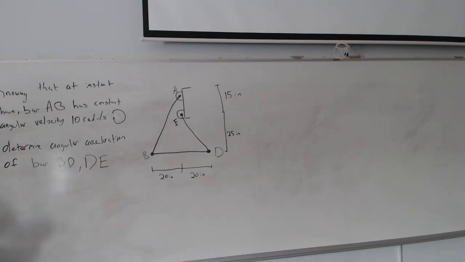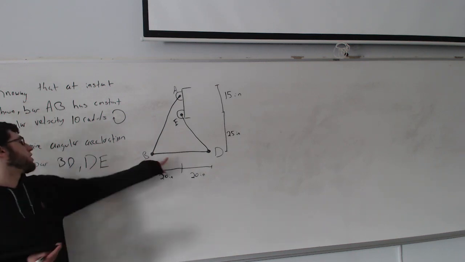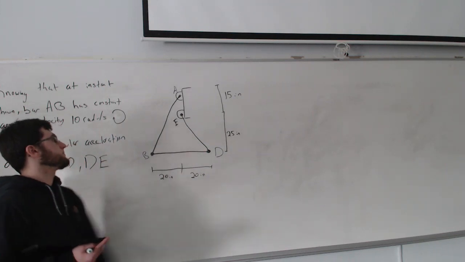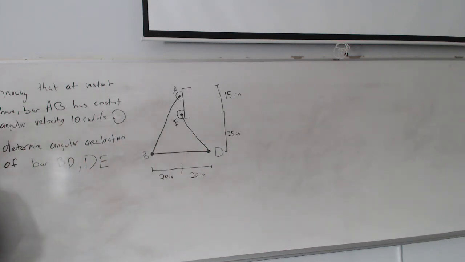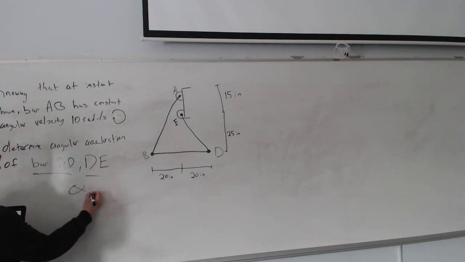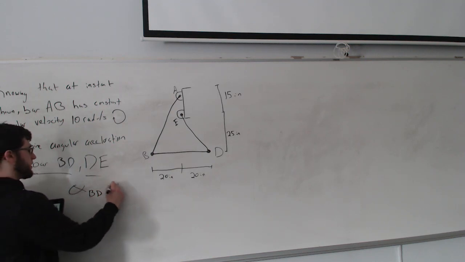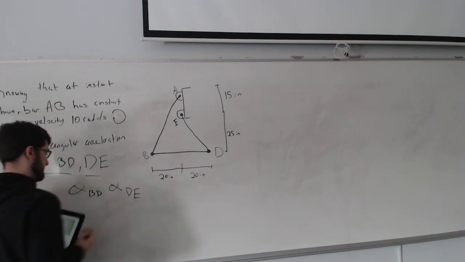So, we know that at the instant shown in this system, bar AB has a constant angular velocity of 10 radians per second in the clockwise direction. The question asks: determine the angular acceleration of bars BD and DE. How I always start these things is I'm immediately told what I need to find. So I need to find the angular acceleration of bar BD and then the angular acceleration of bar DE.